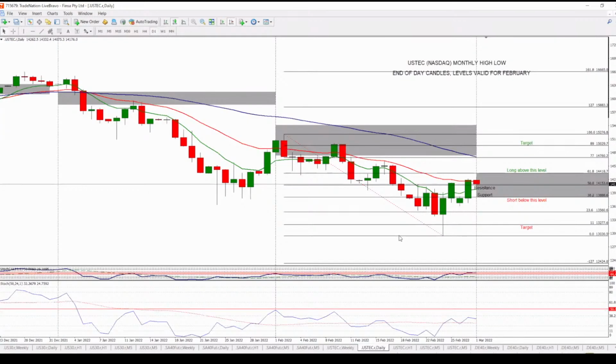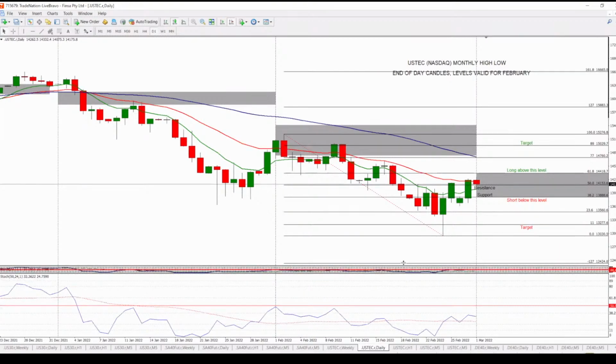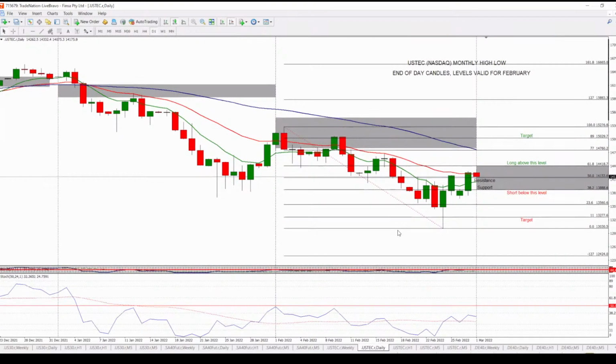If we take a look at the monthly high low, also the first day of the new levels for the month, 1st of March, we can see support currently is the 50, resistance is the 61.8. Push above 61.8, we want to aim for the 89. Push below 38.2, we want to aim for the 11.